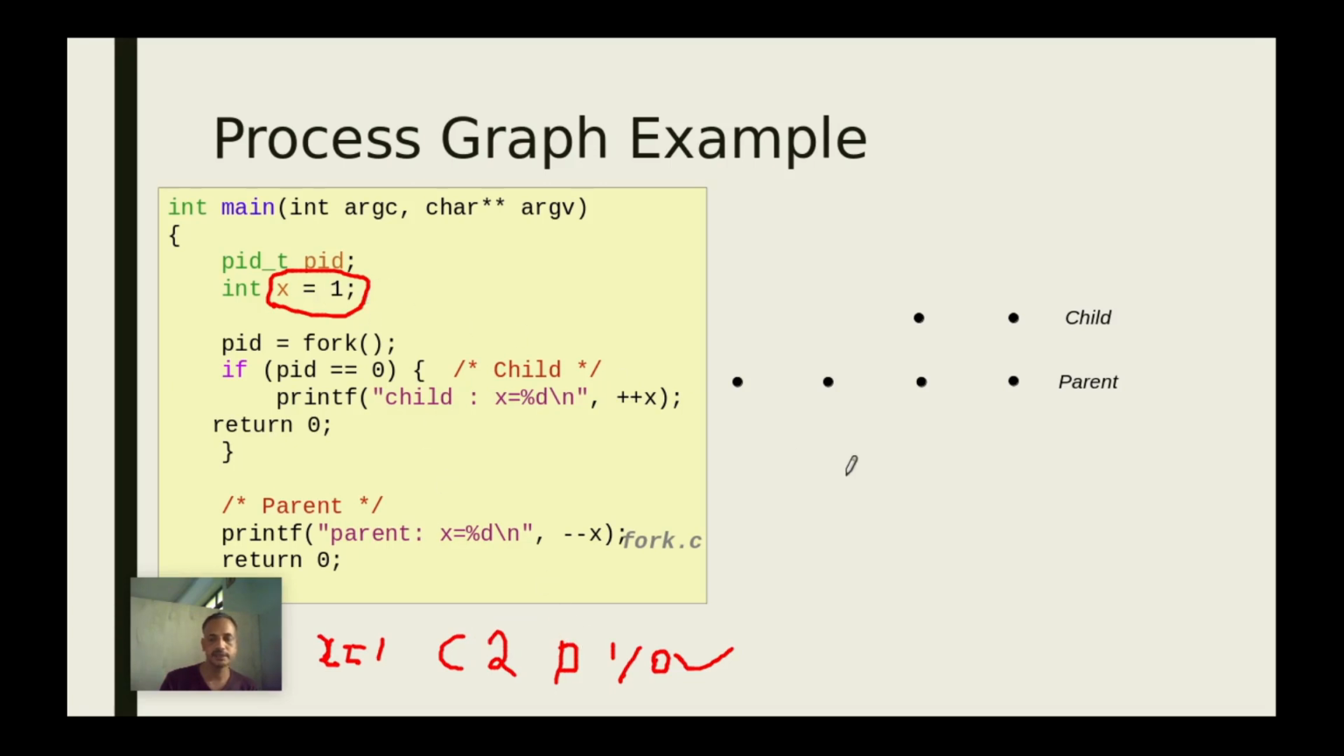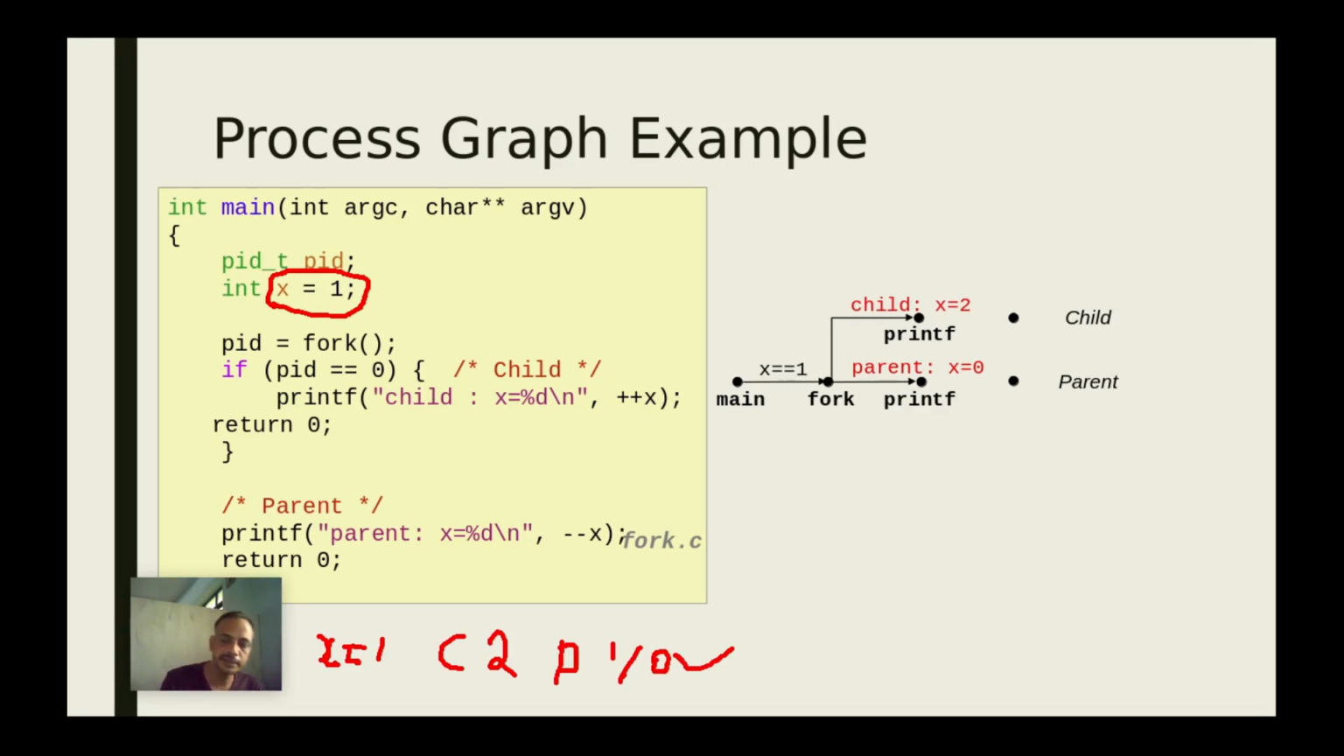So parent will have the x as 1. So let us understand this with the help of the graph. This is the main process executing the fork system call. Then child process is created. Then both parent and child are printing the value of x. Child will print 2 and parent will print 0.